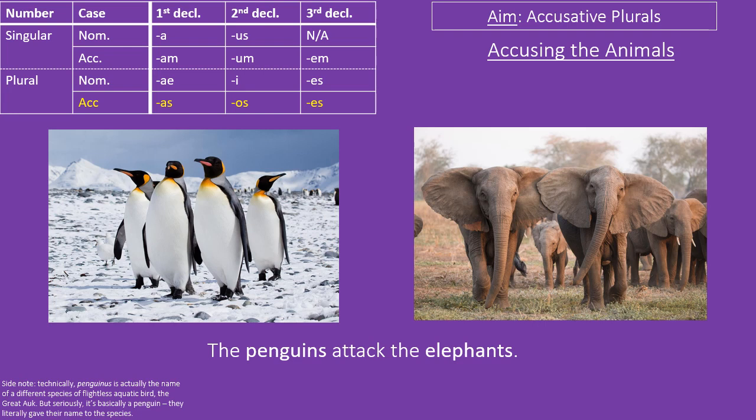Okay, so again, we're still thinking second declension. What are the endings that the penguins and the elephants are going to have here? Work it out for yourself. There you go, hopefully you got that right. Penguini, there's more than one penguin, they're doing the action, are attacking the elephants. There's more than one elephant, they're being attacked, as is standard. Elephants are very much endangered from penguins.